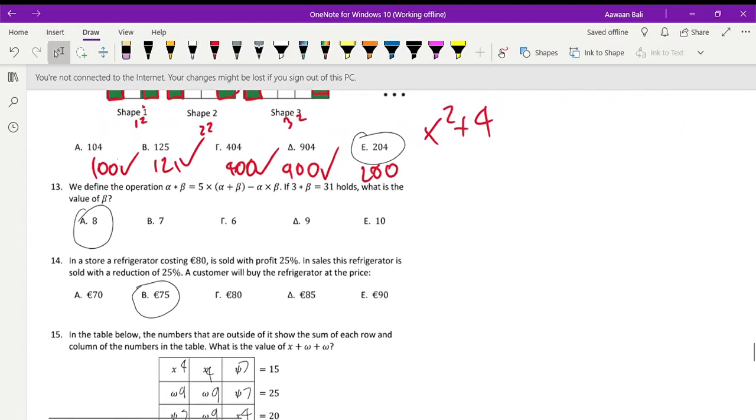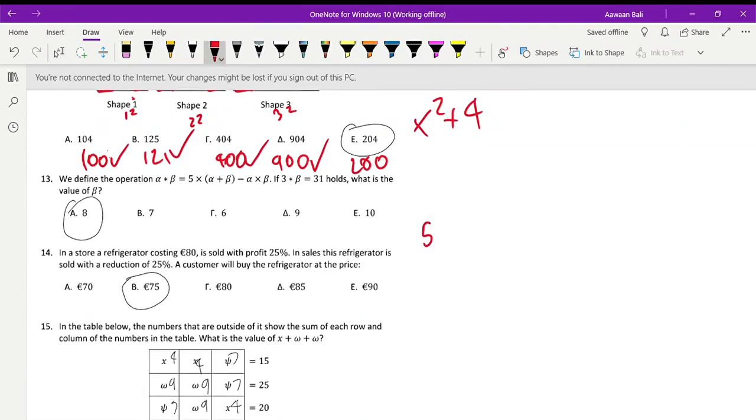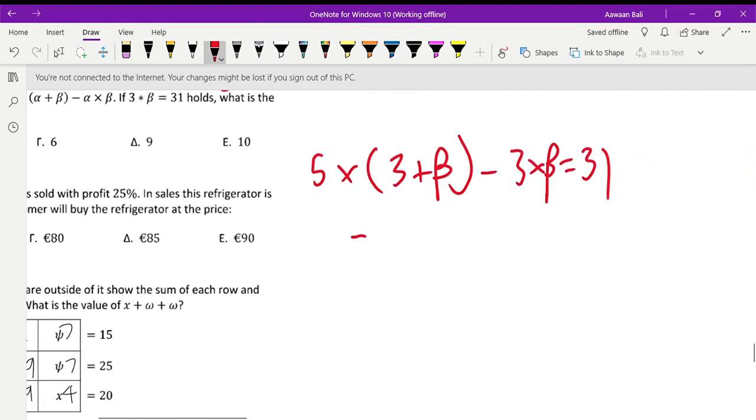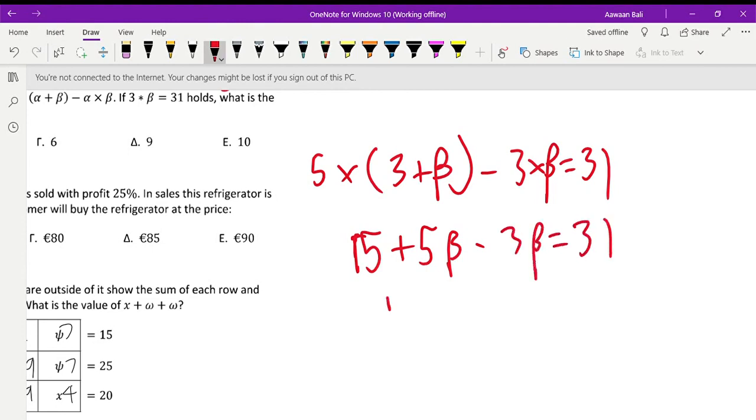Okay, so basically, first we substitute the values. 5 times 3 plus beta minus 3 times beta is equal to 31. Now we just simplify. So 15 plus 5 beta minus 3 beta is equal to 31. So when you do 5 beta minus 3 beta, you get 2 beta. So 15 plus 2 beta is equal to 31.